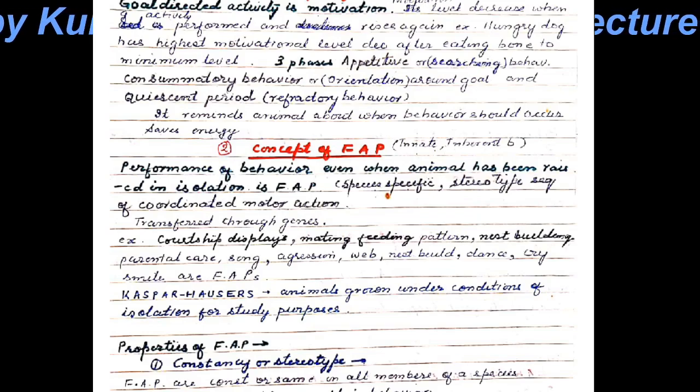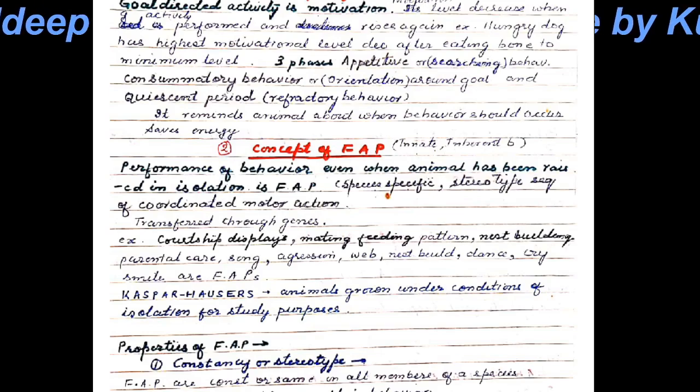These are highly stereotyped and species specific, and they are exhibited by all the members of a species, determined by genes. These are released by innate release mechanisms and invariably triggered by a key or sign stimulus, which are also called releasers, as I have told you in the previous lectures.